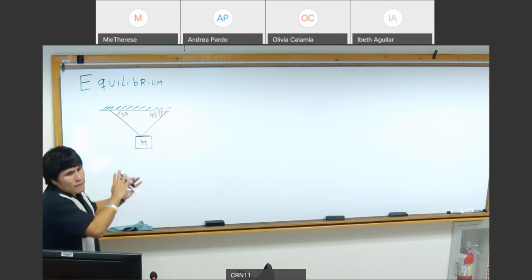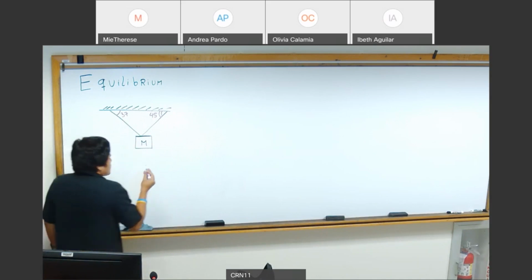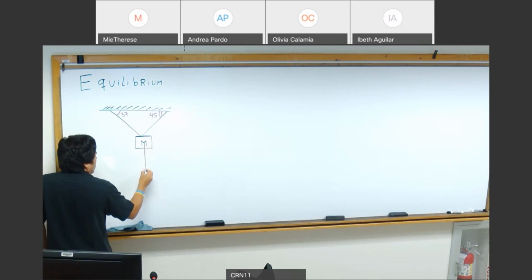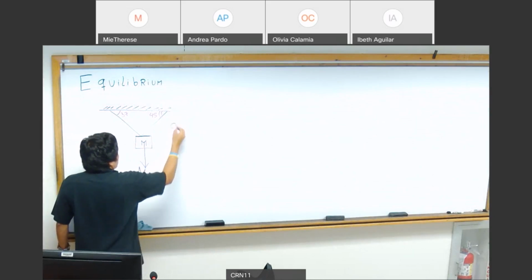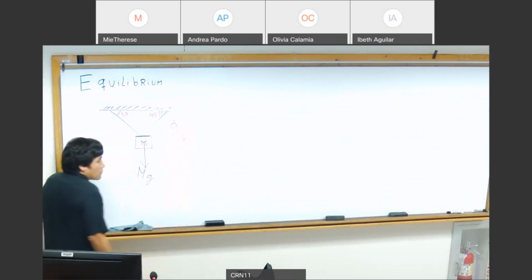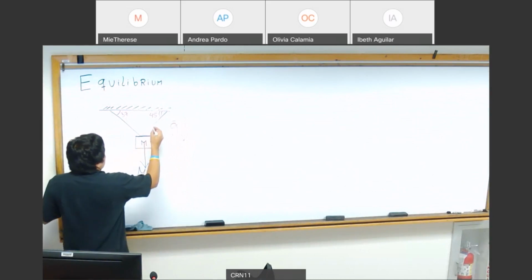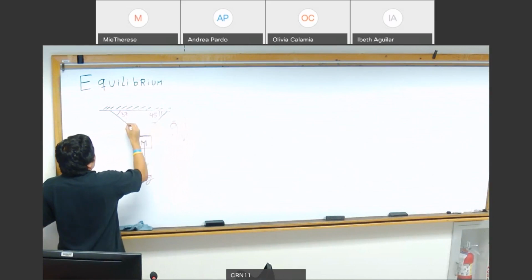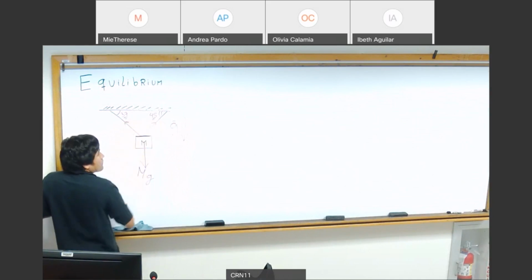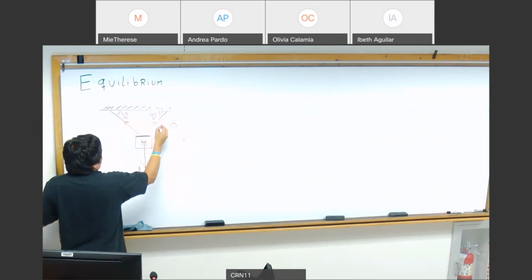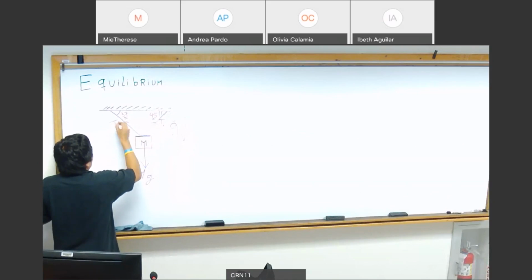You can start on the picture, and then we can move it to another, right? So, first of all, always the force of gravity, mass times gravity. Then you will have the tensions. So you have tension 1, tension 2. I'm sure they are different because the angles are different. If the angles were the same, then the tensions would be the same. But because the angles are different, then you put this T1, T2.